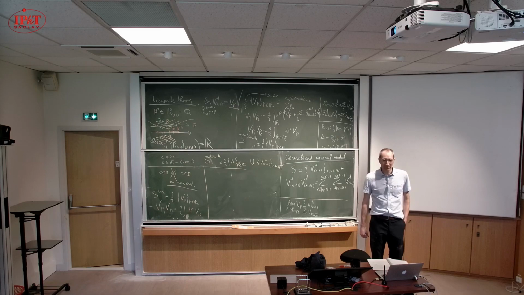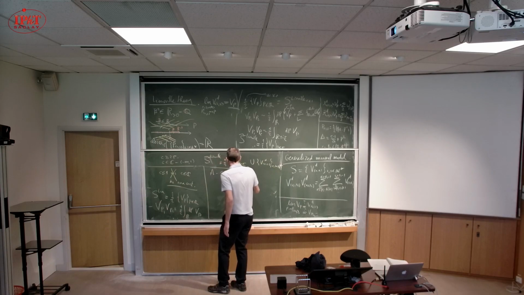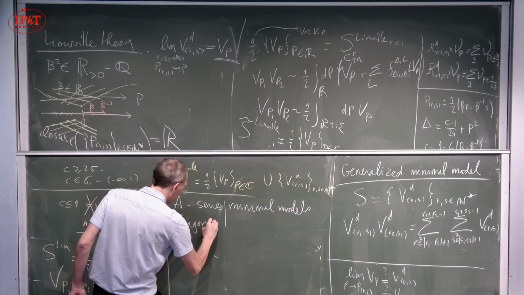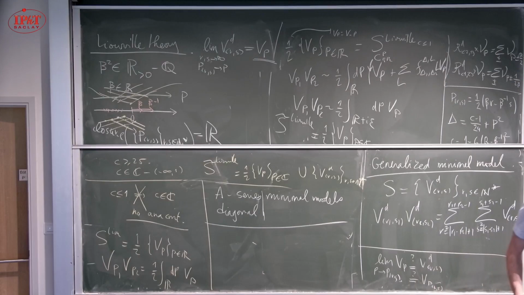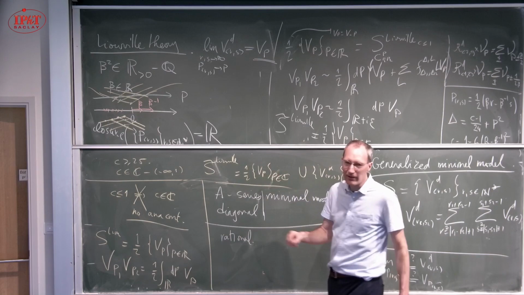Okay, so let's start again with diagonal minimal models. The A series, which in other words means diagonal minimal models. So the idea is to look for rational CFT. Rational means having finitely many primary fields.